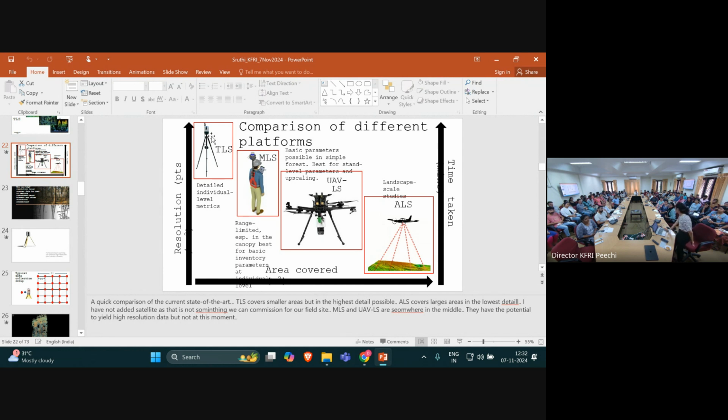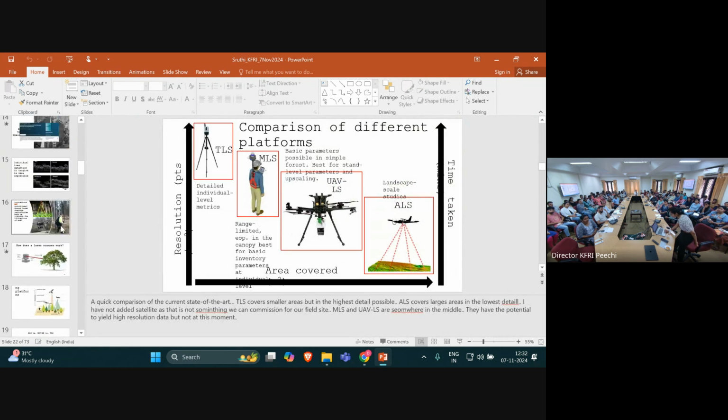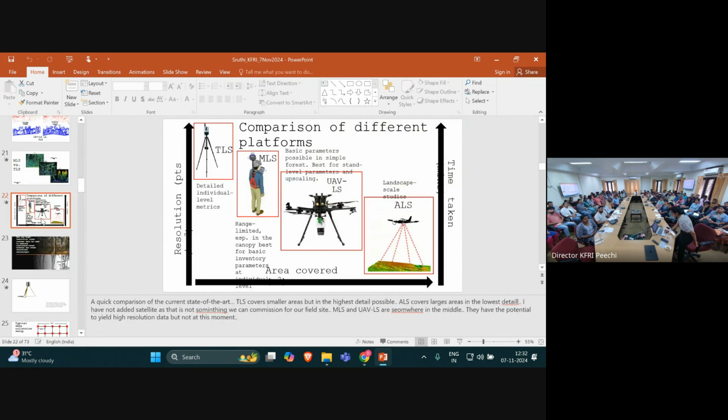So all of these are multi-return LiDARs, at least the ones that you see. With the pixel, you cannot really get the height. Hemispherical cameras do give you gap information, but you still cannot estimate the detailed metrics. Can you estimate height from pixels? Probably not. If you have a picture, and someone sitting here, the picture is just going to give you overall information.